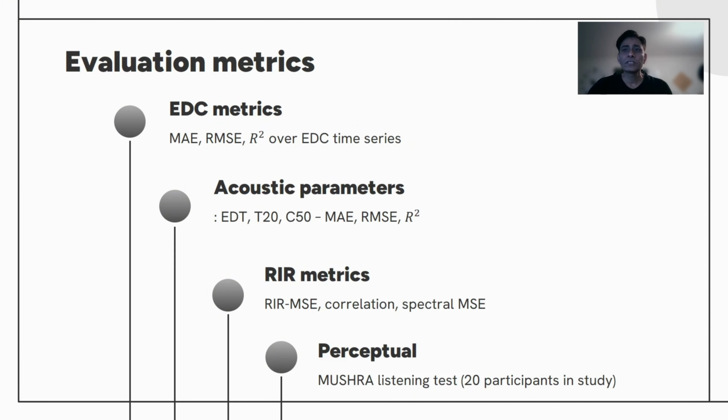To evaluate our results, we consider several categories of metrics. For EDCs, we compute MAE, RMSE, and R-squared values. For acoustic parameters like EDT, T20, and C50, we again use MAE, RMSE, and R-squared values. For the reconstructed room impulse responses, we measure mean squared error, correlation, and spectral errors. And finally, we perform a perceptual evaluation using a MUSHRA listening test with 20 participants.